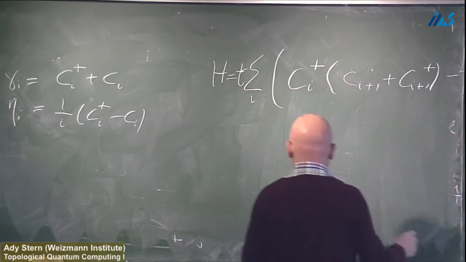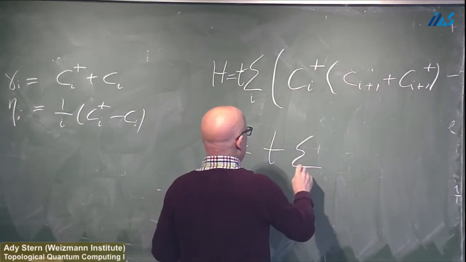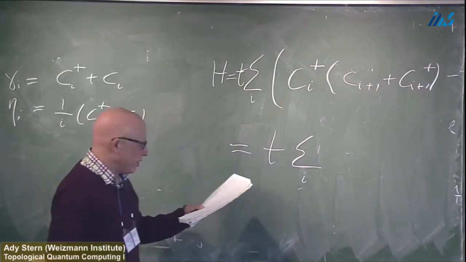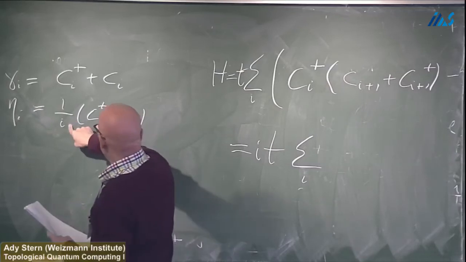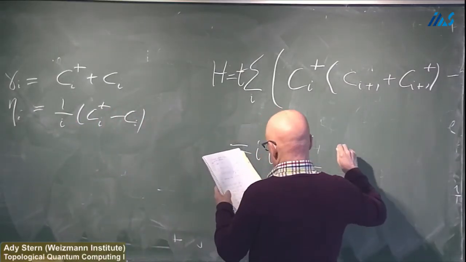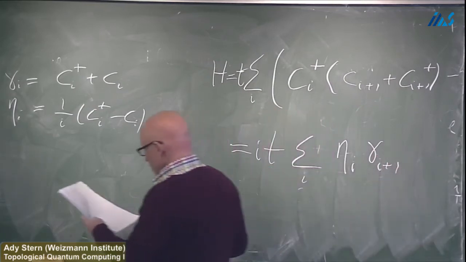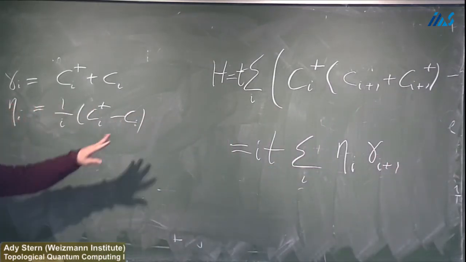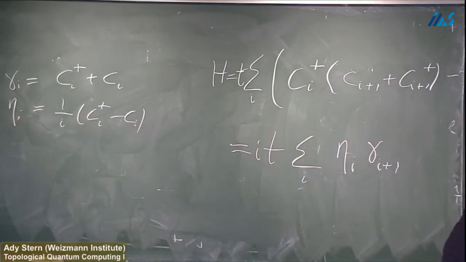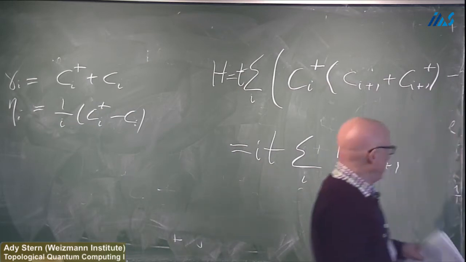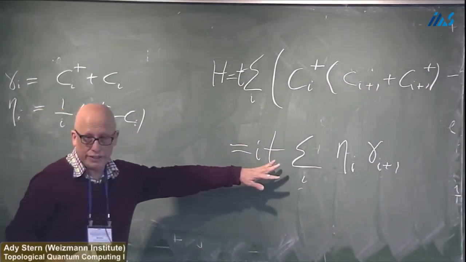And how exactly I do that, I'll leave it to you to check. So this will be overall the sum over all the i's of i, because of this i, and then eta_i gamma_{i+1}. Okay, you saw what I'm doing. I just take things out of brackets and so on, and group them in terms of these new variables, and that's what I get.